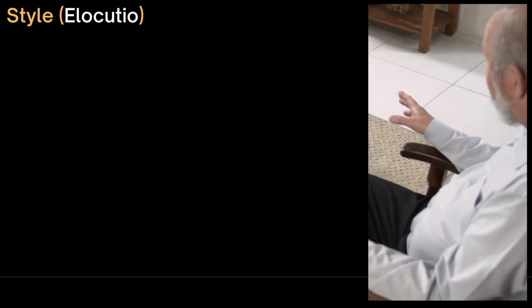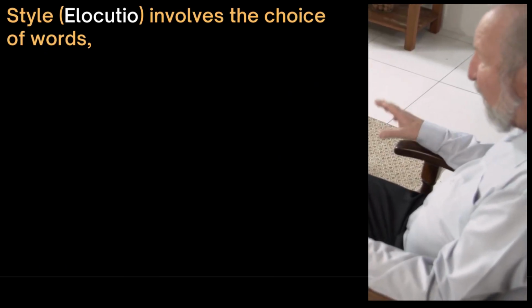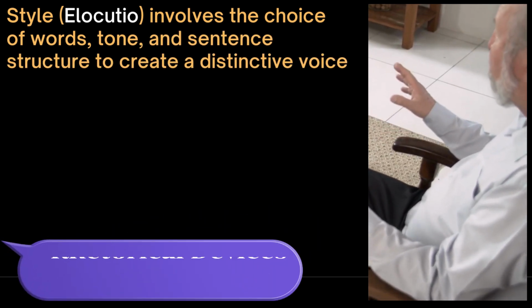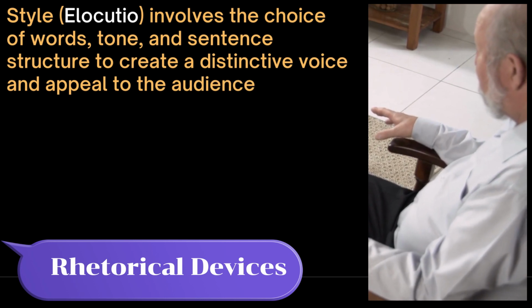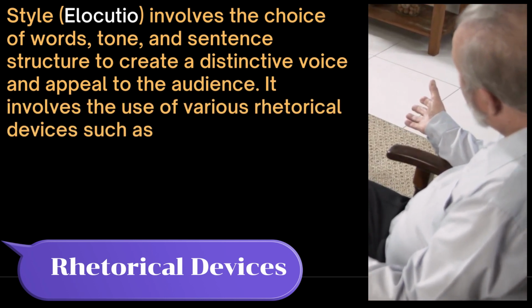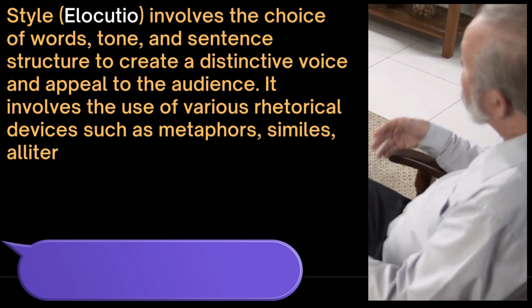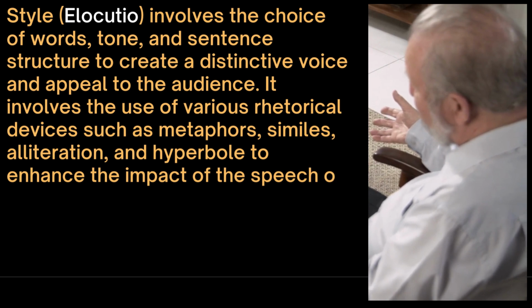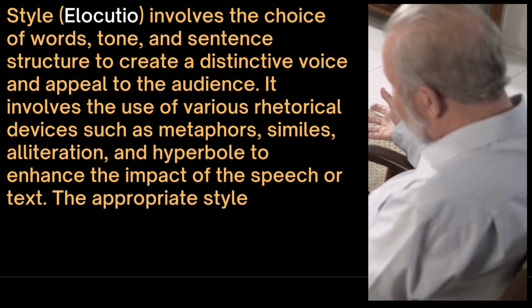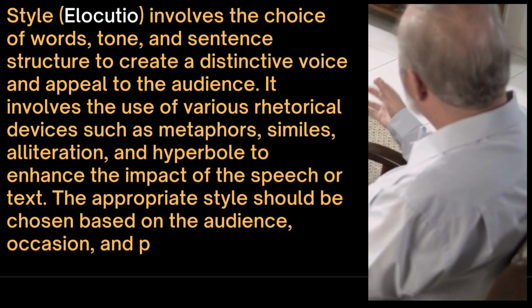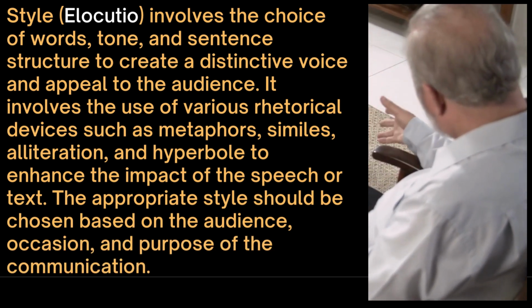Style, or elocutio, involves the choice of words, tone, and sentence structure to create a distinctive voice and appeal to the audience. It involves the use of various rhetorical devices such as metaphors, similes, alliteration, and hyperbole to enhance the impact of the speech or text. The appropriate style should be chosen based on the audience, occasion, and purpose of the communication.